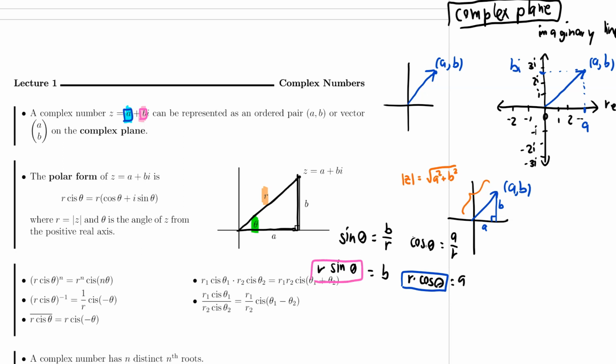I can then make a substitution. My a is this guy and my b is this guy. So a plus bi is just going to equal r cosine theta plus r sine theta times i. And we can pull out the r and rearrange that a little bit. So that's how we can arrive at r times cosine theta plus i sine theta here.